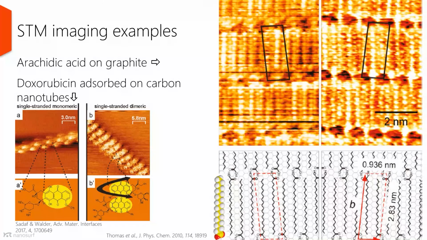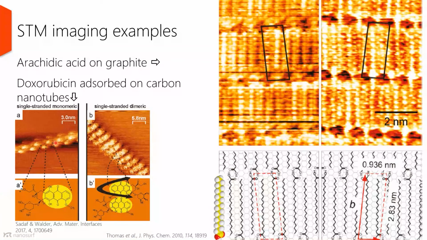The second example shows how STM can help to identify why doxorubicin can be loaded at different efficiencies to carbon nanotubes. Doxorubicin is a drug that is typically used for cancer treatment, and it is administered through carbon nanotubes into the body.